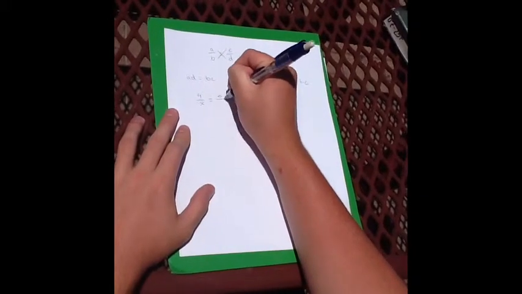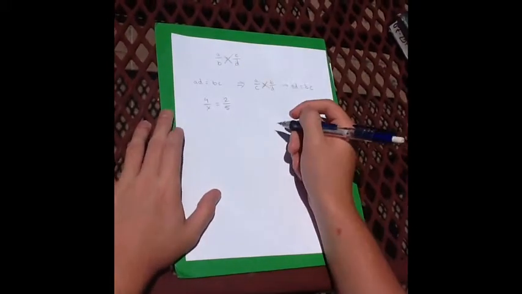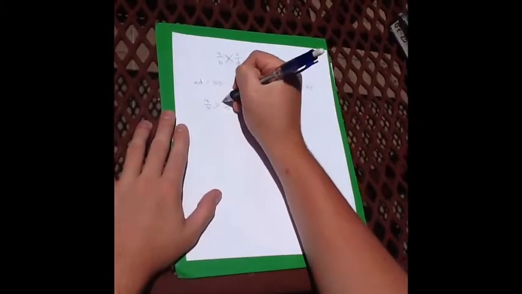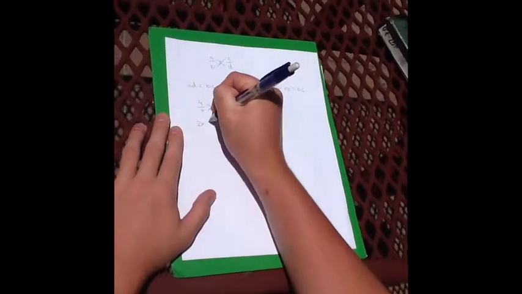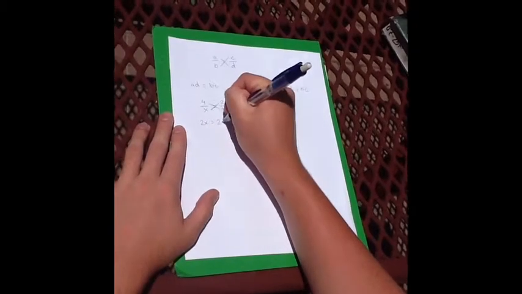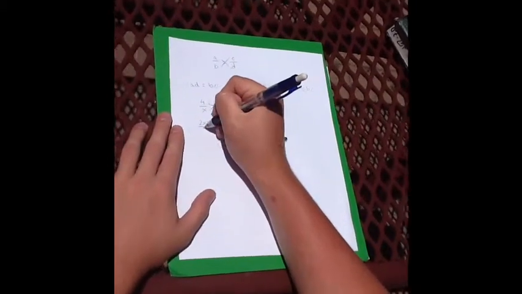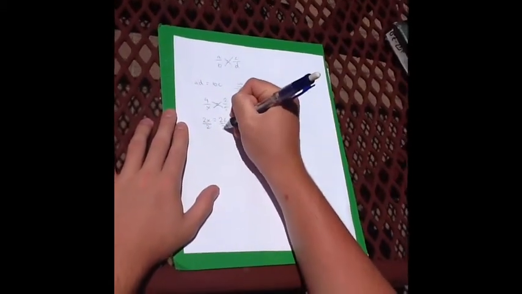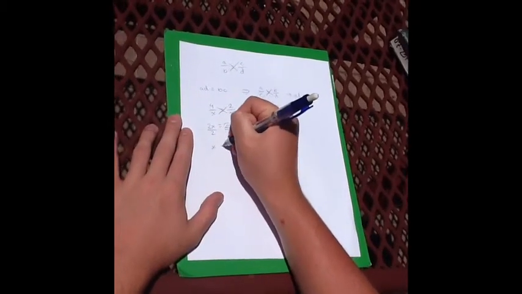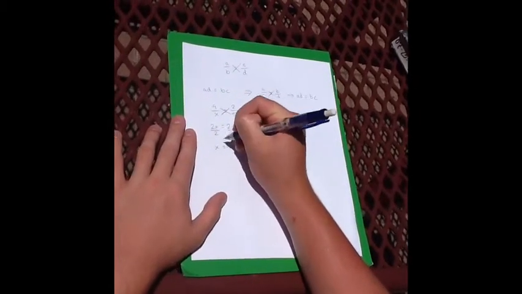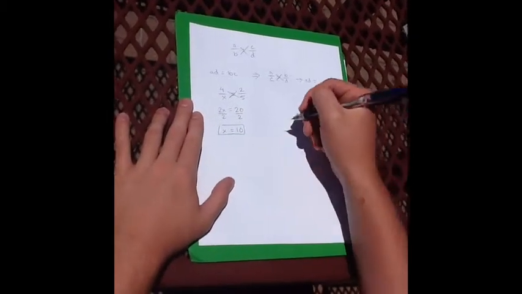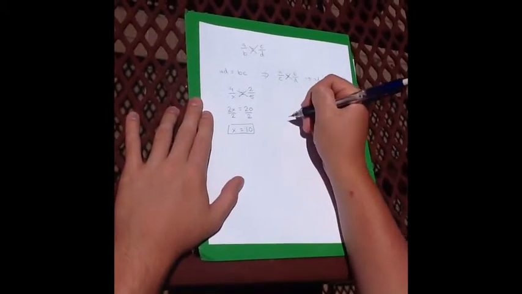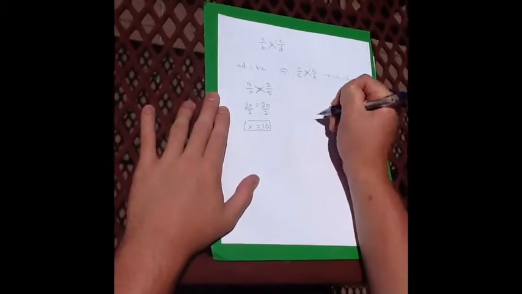Now, if you start off with the equation 4 over x equals 2 over 5, and you cross multiply, you multiply across, you get 2x equals 20. Now, divide the 2 on both sides, and you get x equals 10. Now that's one way of using cross multiplication to solve a problem for a proportion that you do not know.